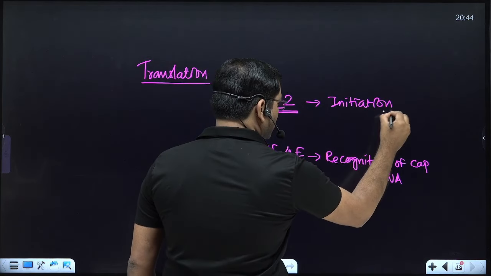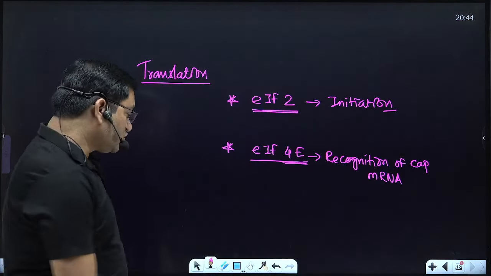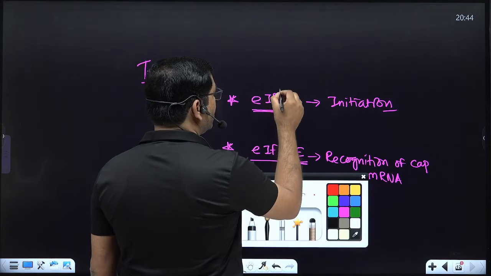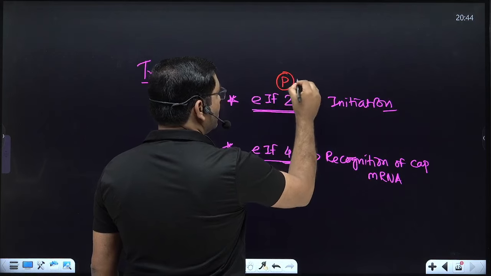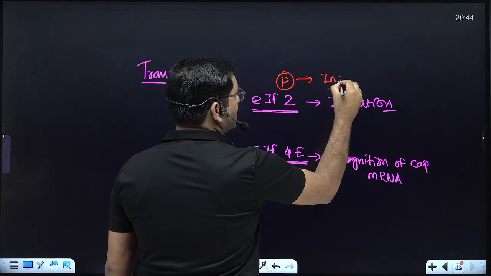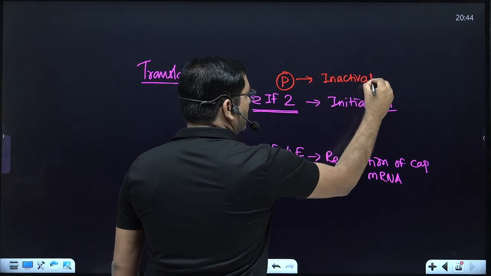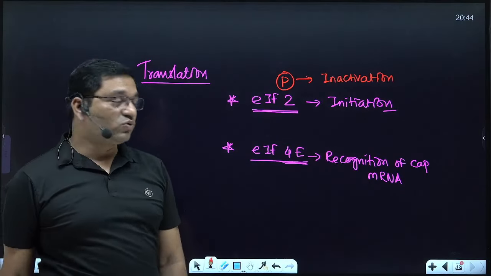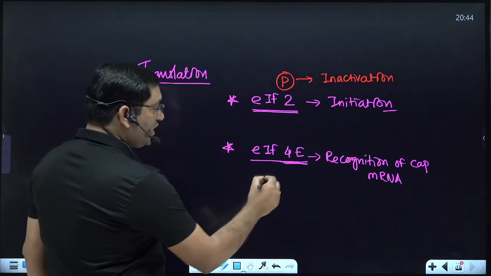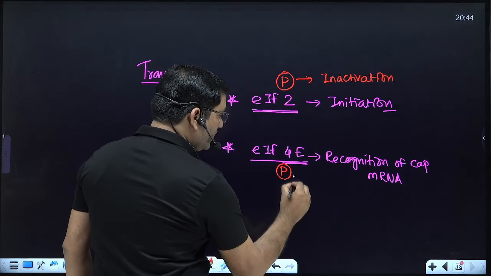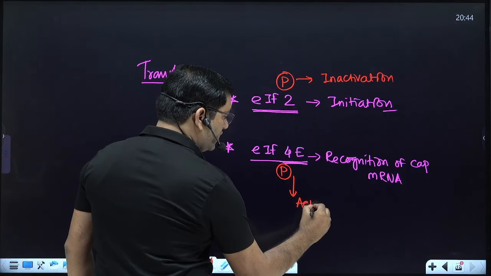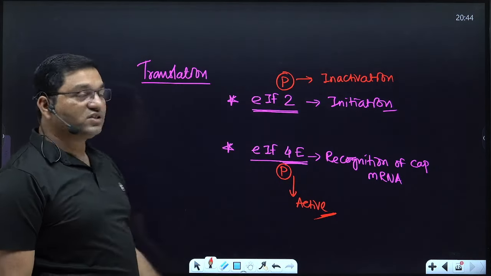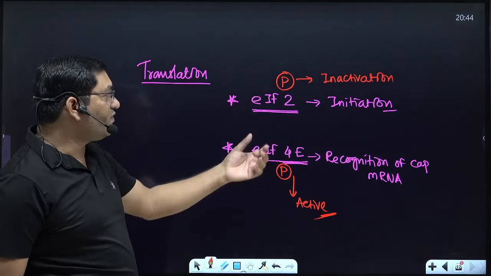Initiation process, it is important. So by the phosphorylation of this eukaryotic initiation factor 2, it causes inactivation of this factor and inhibits the initiation process. But via the phosphorylation of this 4E, it becomes active. So this is how translation is regulated, with the help of these two factors.